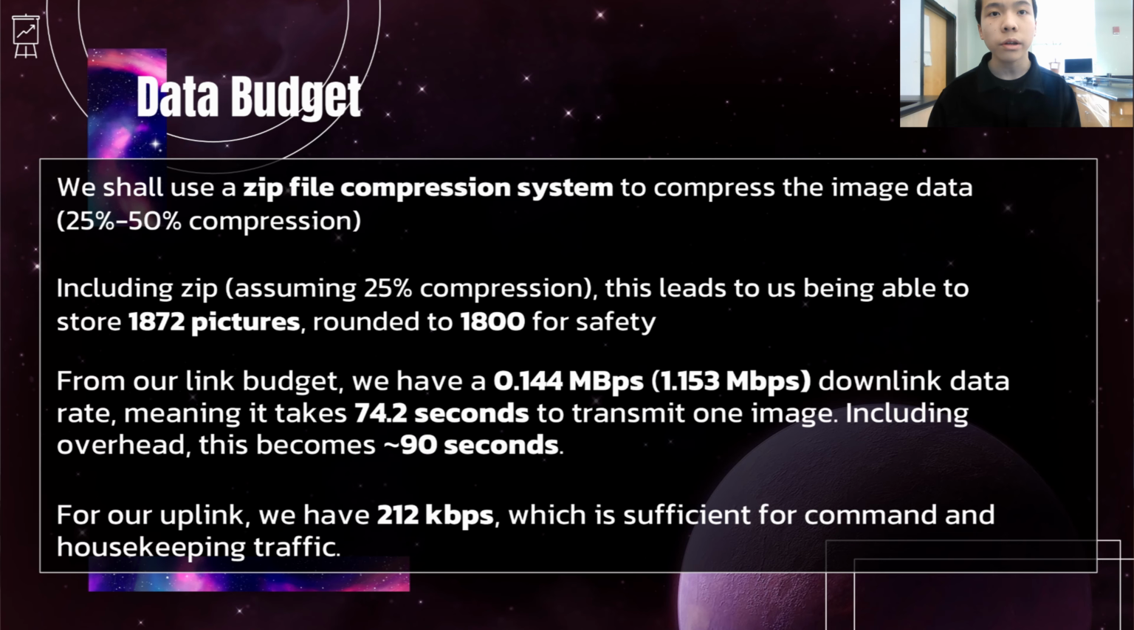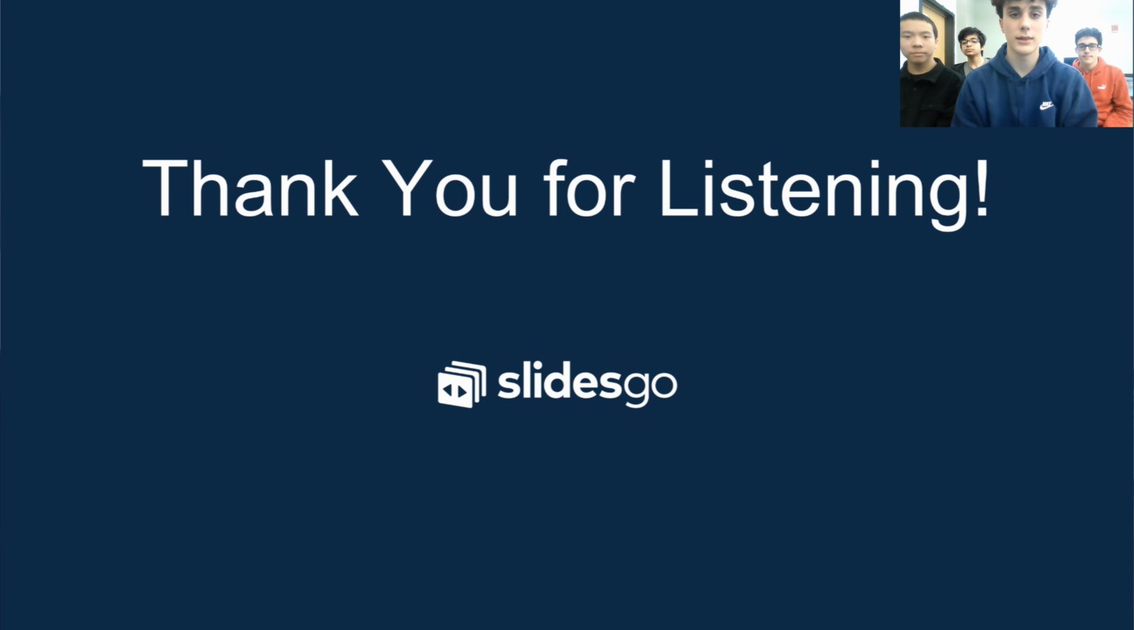From our link budget, we have a downlink data rate of 0.144 megabytes per second, so it shall take 74.2 seconds to transmit one image, and with overhead, this becomes approximately 90 seconds. For uplink, we have a 212 kilobytes per second data rate, which is sufficient for command and housekeeping traffic, as these may only be a few kilobytes. Thank you for listening.